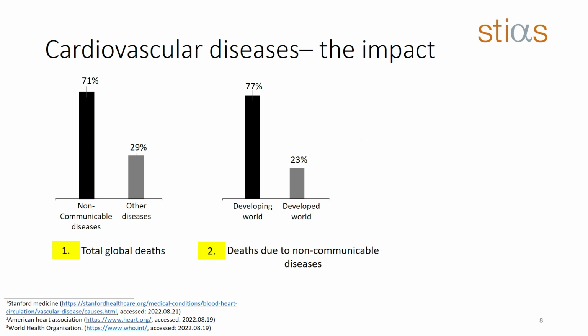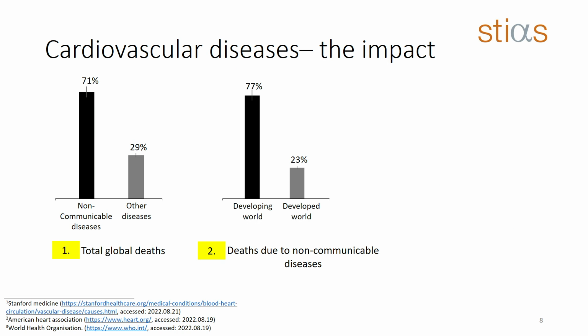Further, in the developing world alone, all these deaths, 77% of them are in the poorest corners of our planet. 23% is from the developed world. It means that when you live in a continent like ours, you are at higher risk of dying from these diseases compared to those who live in the developed corners of our planet.